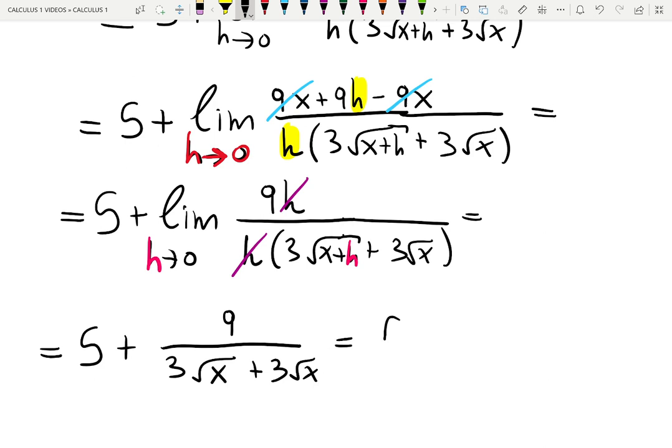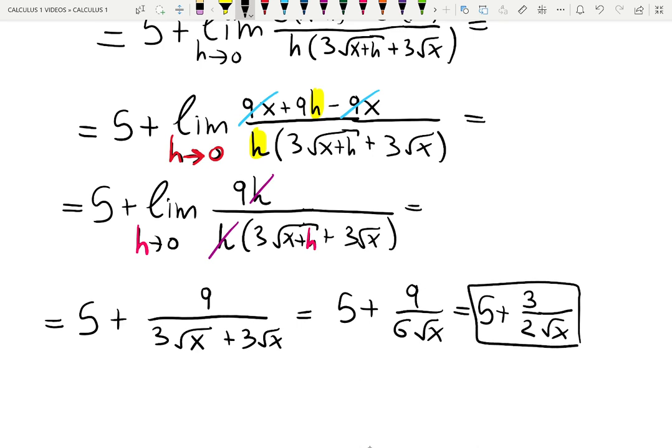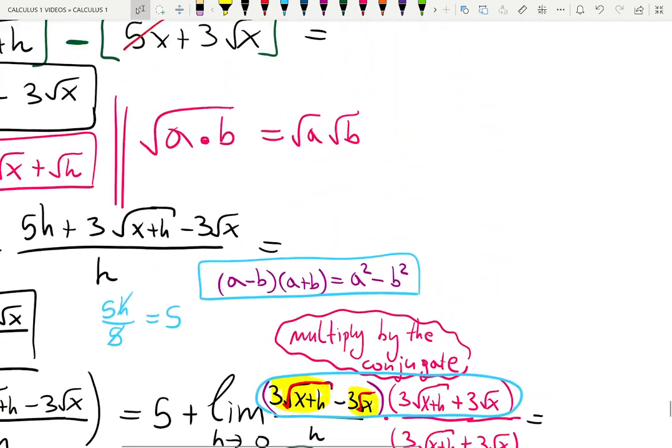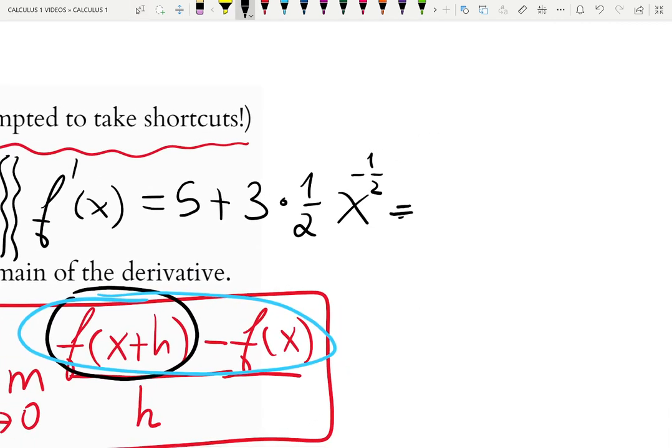The answer is 9 over 3 square root of x plus 3 square root of x, which gives you 6 square root of x, right? And that can be simplified as 3/2 over square root of x, or x to the negative 1/2. And that is the final answer, which matches with whatever I had using power rule, which we'll learn in the next chapters. Here is what I have here: 3 over 2, and x to the negative 1/2 can be written as 1 over square root of x. So it matches the same result.